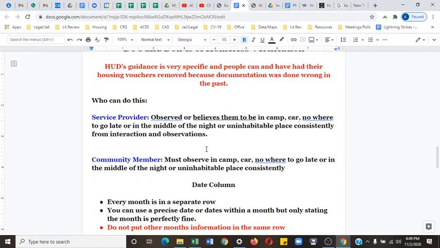Now, this can also be filled out by a service provider. They can observe it, but if they just believe the person to be in a camp, car, or someplace where they had no place to go in the middle of the night, and they believe that to be true from their interactions, then they can also fill it out. So a homeless service provider, police officer, attorney, therapist, anybody like that. Either of these people can fill out this form.